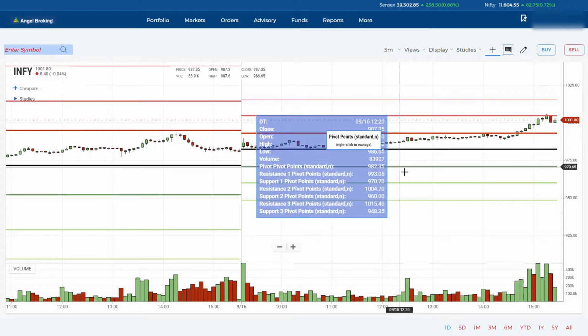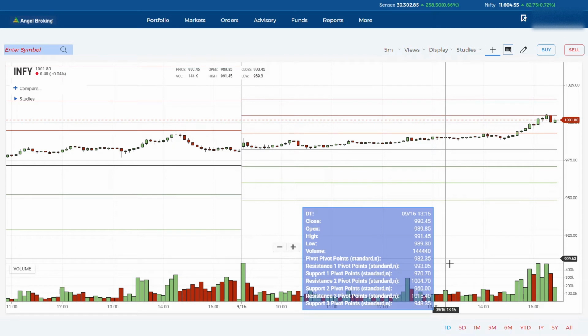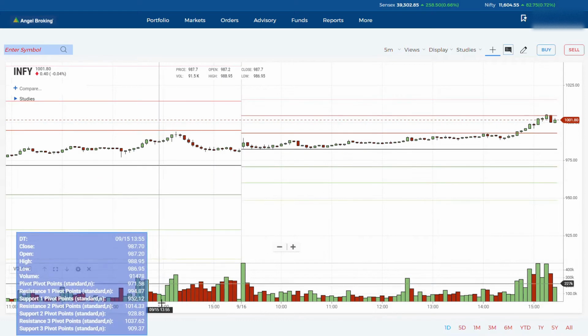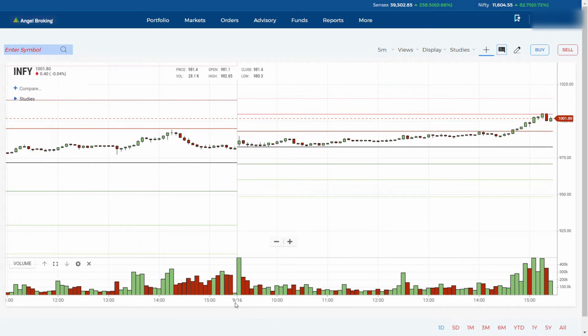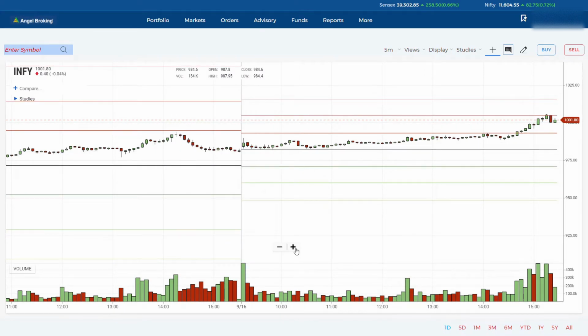Pivot points are calculated based on the previous day's opening and closing prices of a particular stock. There are pivot points on a daily basis, as well as weekly pivots and monthly pivots. Right now I'm only talking about the daily one. Today is 16th of September. You see different lines here, right? I'll just zoom it out.